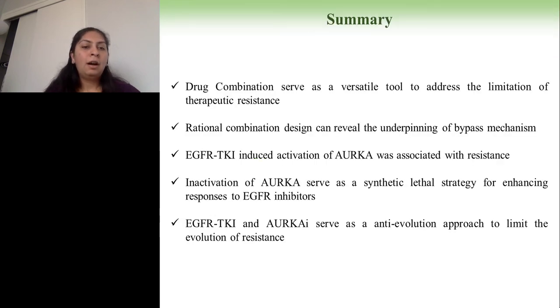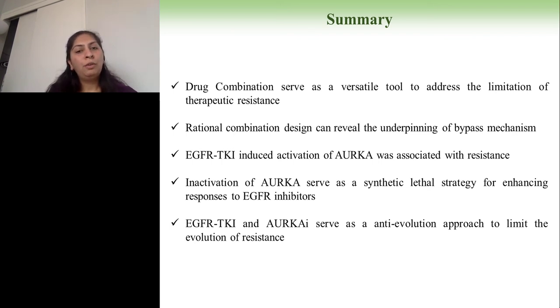So to summarize, I have told you that the drug combinations serve as a versatile tool to address the limitations of therapeutic resistance. Rational combination design can reveal the underpinning of the bypass mechanisms. And in the case of EGFR TKI, we found that the activation of Aurora is associated with the resistance. And inactivation of Aurora kinase can serve as a synthetic lethal target to enhance the response of EGFR TKI. And the upfront combination of EGFR TKI along with the Aurora kinase inhibitor can serve as an anti-evolution approach to limit the evolution of resistance that we see.